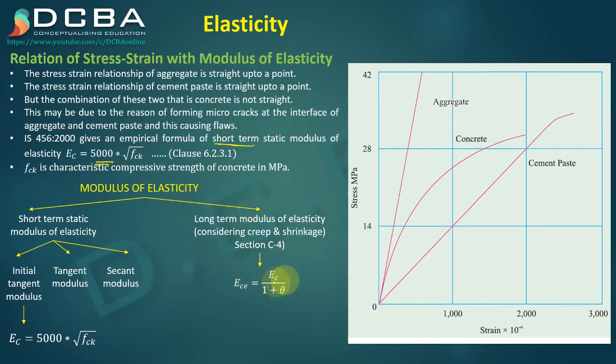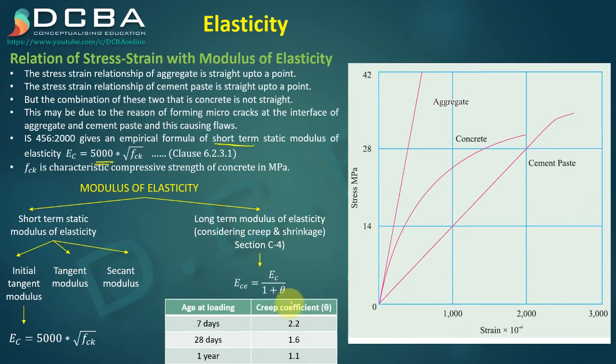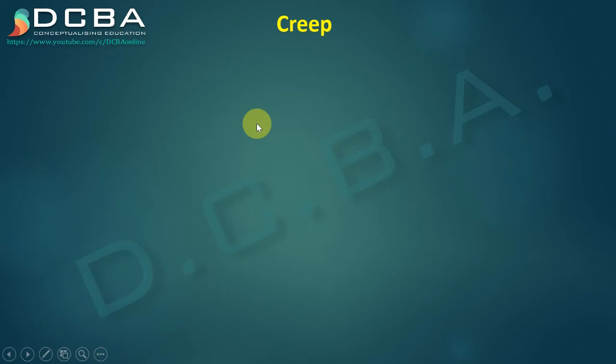So depending on the age of the building, we have our long-term modulus of elasticity Ece, which is Ec upon 1 plus theta. Ec is again this 5000 root fck, but this additional term 1 plus theta comes into consideration, where theta is the creep coefficient, and for 7 days of loading it is 2.2, for 28 days it is 1.6, and for 1 year it is 1.1. Let us start with the definition of creep.